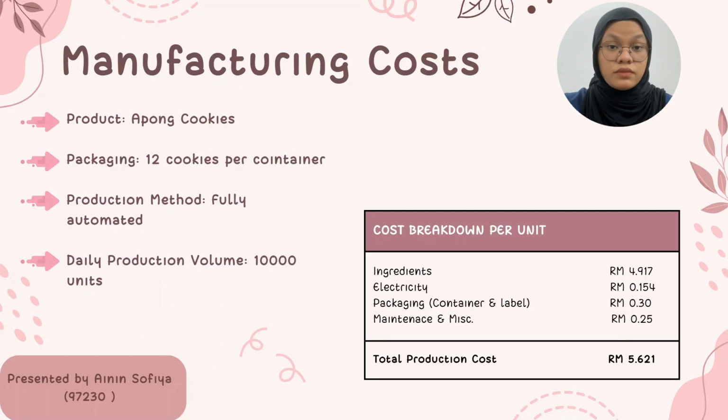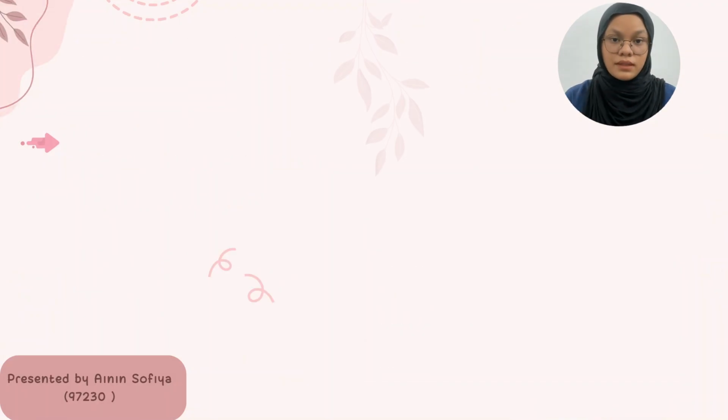Since the production is fully automated, the electricity cost used by the machines is about 50 cents per unit. We also included 30 cents for the packaging and another 25 cents to cover other expenses such as machine maintenance, cleaning and water. Therefore, at the end, it costs only 5 ringgit 62 cents to produce each unit.